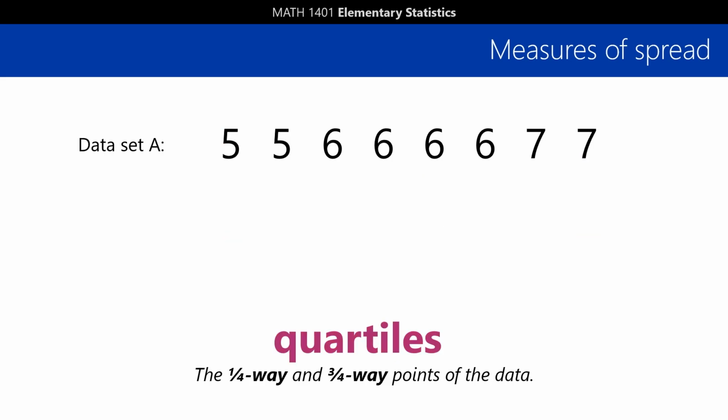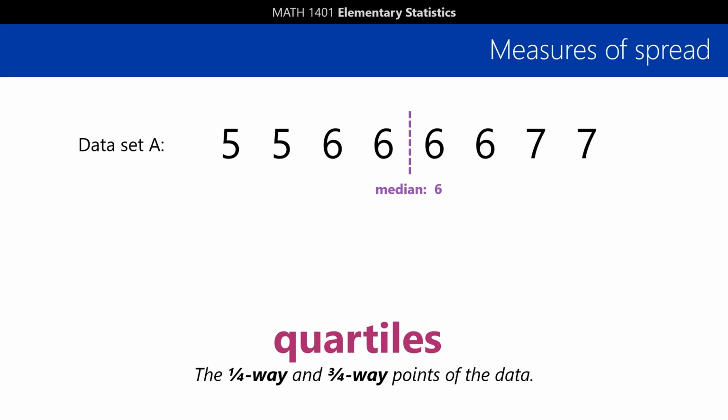Another way to measure spread is to look at the quartiles, which can roughly be described as the values 1/4 of the way and 3/4 of the way through your data. There are a few different ways to calculate the quartiles, and sometimes those ways will give different results. So it's important to know that different people may have different conventions for how to do this. But here's how you might do it by hand, just to get an idea of what's going on.